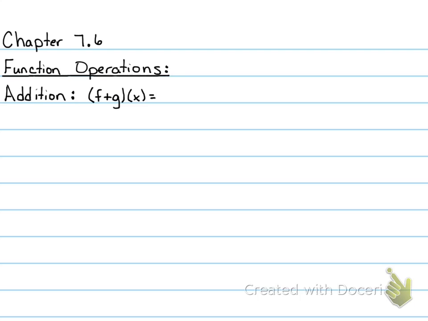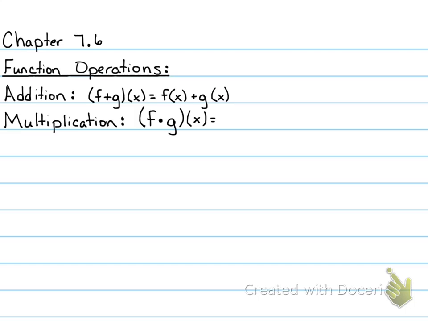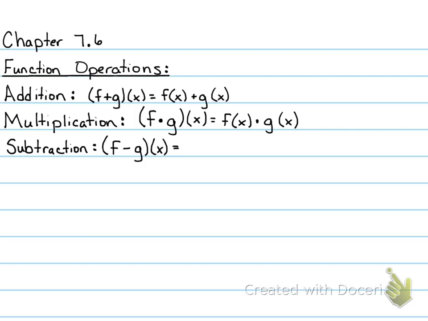For Algebra 2, Chapter 7.6 starts off with function operations. For the addition operation, f plus g of x can be rewritten as f of x plus g of x. Multiplication, f times g of x can be rewritten as f of x times g of x. Subtraction, f minus g of x can be rewritten as f of x minus g of x.